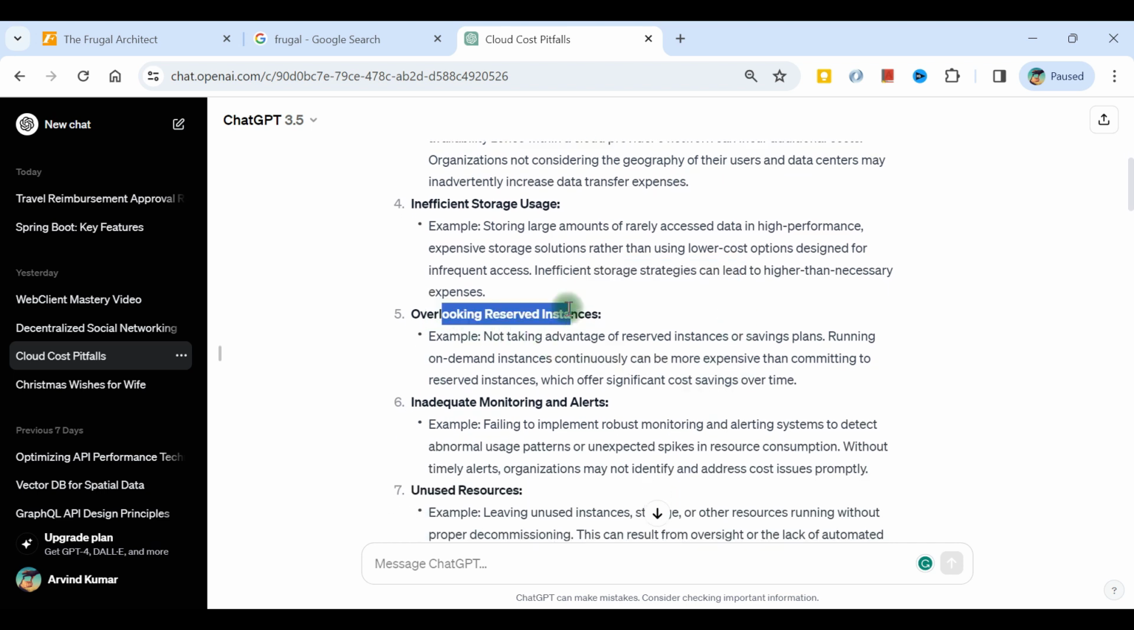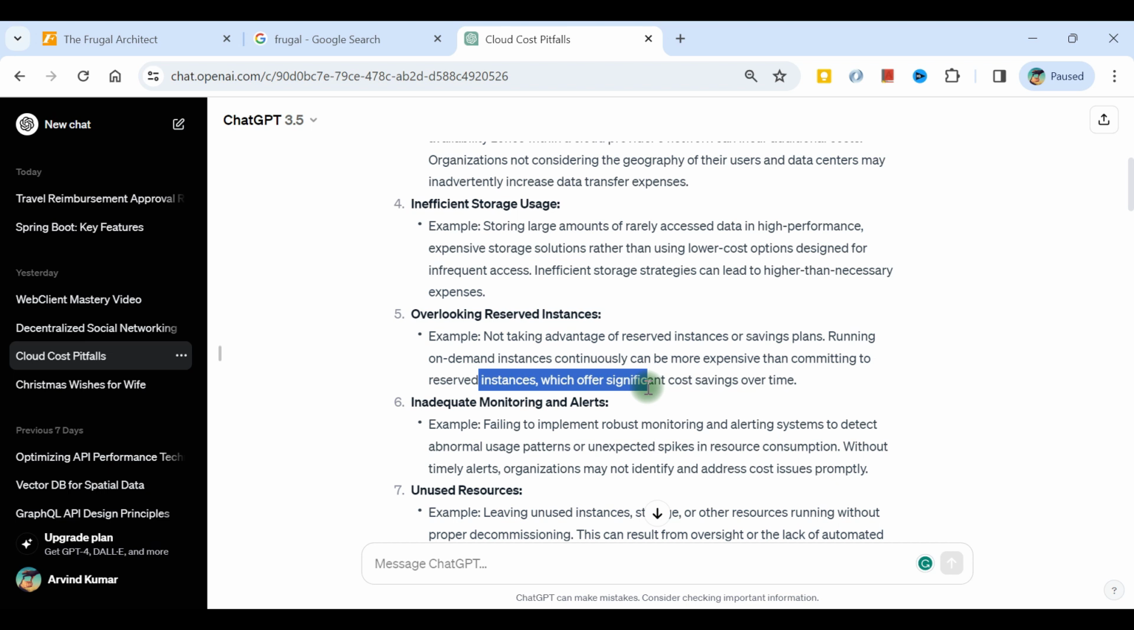Overlooking reserved instances. Not taking advantage of reserved instances or savings plans, and running on-demand instances continuously, can be more expensive than committing to reserved instances, which offer a significant cost saving over time.